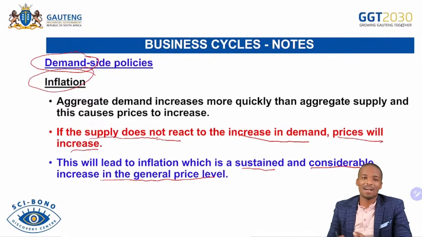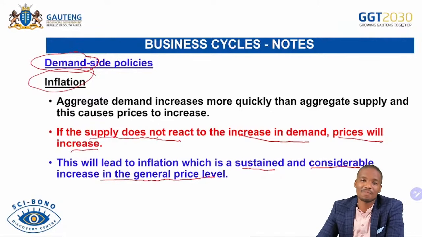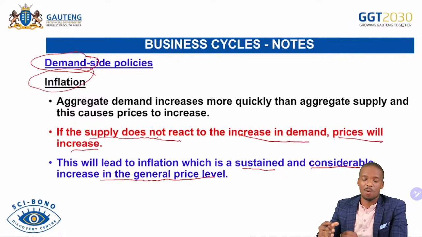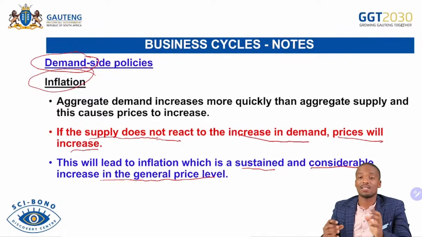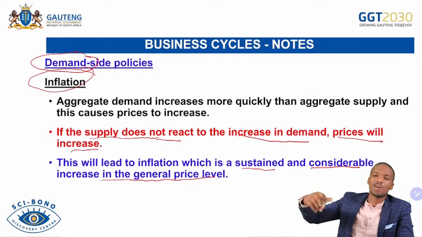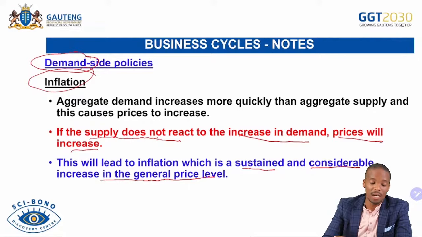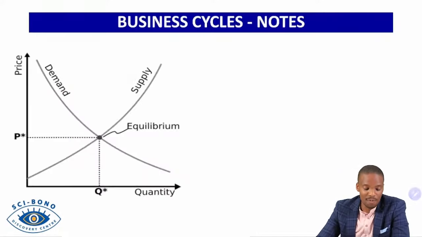So for the supplier to limit the demand, they've got no choice but to increase the price of bread until supply is equal to demand. But if it has not reached that point, the prices will keep on increasing. The prices will keep on increasing because there is an increase in demand. And that on its own leads to inflation. That is the demand side policies.